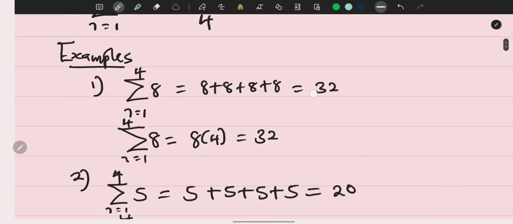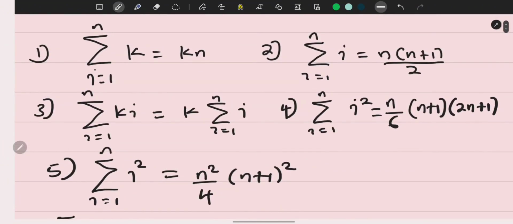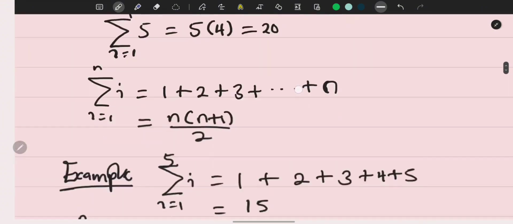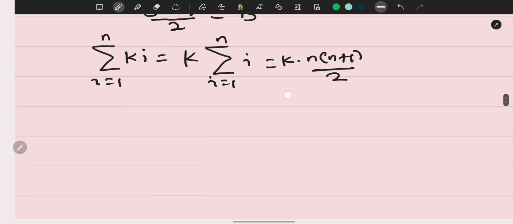Okay, so let's consider examples that apply to the third formula here. What we have there is summation i equals 1 to n of ki, where k here is constant. This implies that we can factorize k out. Then we're gonna have k times the sum of i from 1 to n, and of course we have a formula for this already, which is n times n plus 1 over 2. Okay, so example on this.